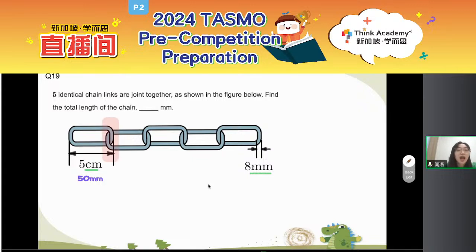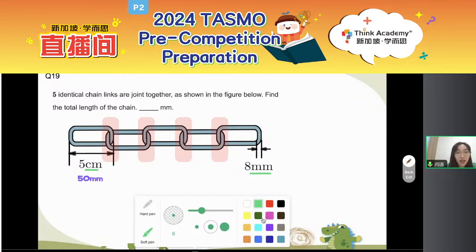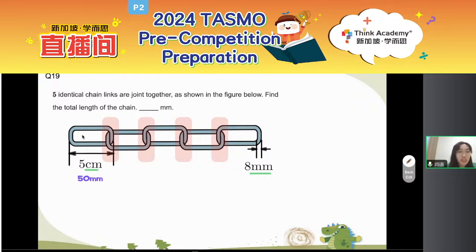Okay, so here, pay attention to the overlapping part. You see that when you count, okay, let me highlight it. When you count the length of one chain, so here, this is the length, right? Okay, we got 50 mm. And for the second one, again, 50 mm. And then for the third one, again, 50 mm. And then for the fourth one, again, 50 mm. And for the last one, again, 50 mm. So can we say that, okay, out of them, this is the total 250? No, because you need to minus the overlapping part, right?